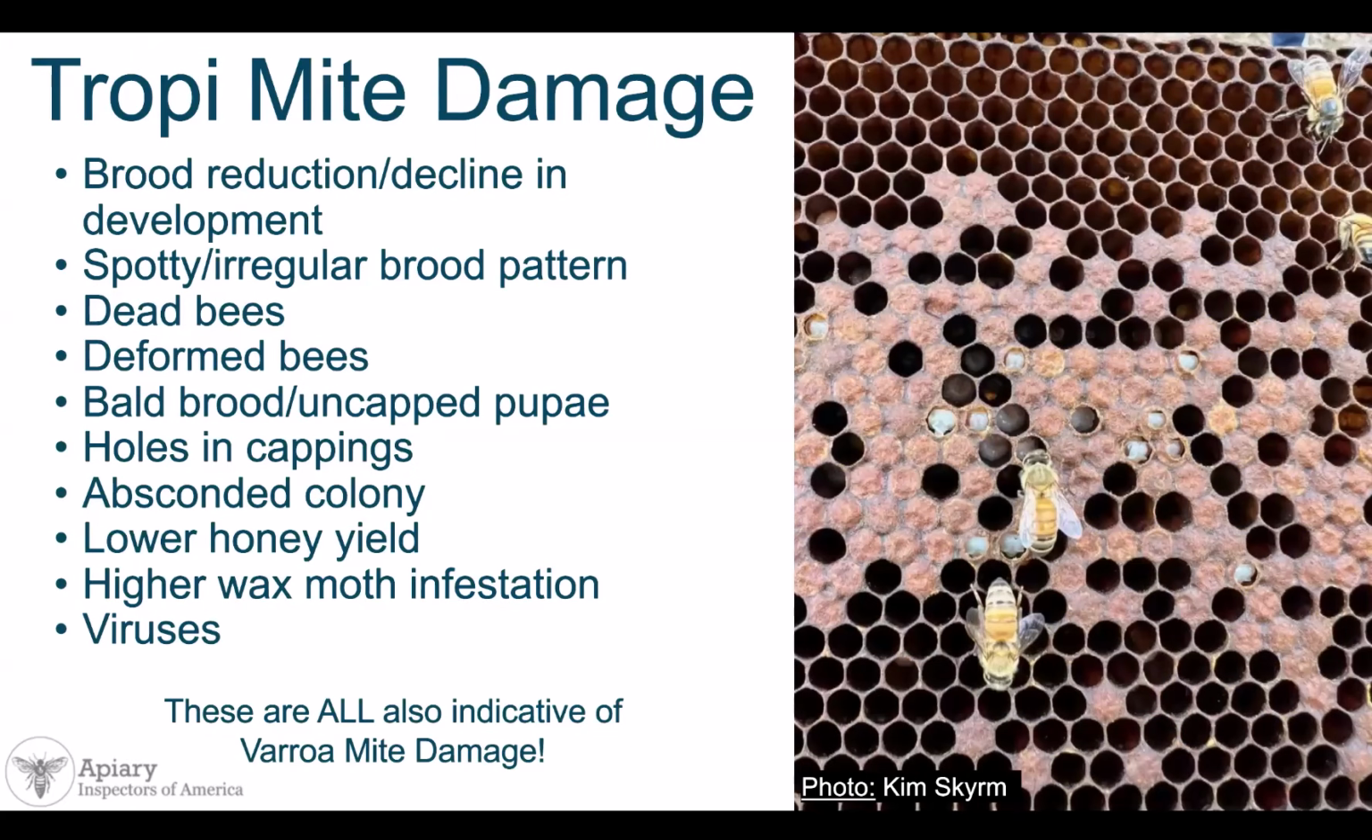You can also look for mite damage, very similar to mite damage just from Varroa. Brood reduction, decline in development, spotty irregular brood pattern, like if they're starting to pull them out, dead bees, deformed bees, bald brood and capping pupae, holes in the capping, if the colony absconds, lower honey yield, higher wax moth infestation, viruses. All these things can indicate Varroa damage or also Tropilaelaps damage. But as a beekeeper, you already know that if all these things are going on, your hive's already in pretty bad shape, regardless of what type of mite you have going on.